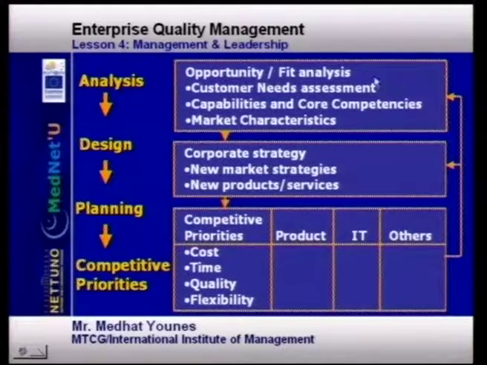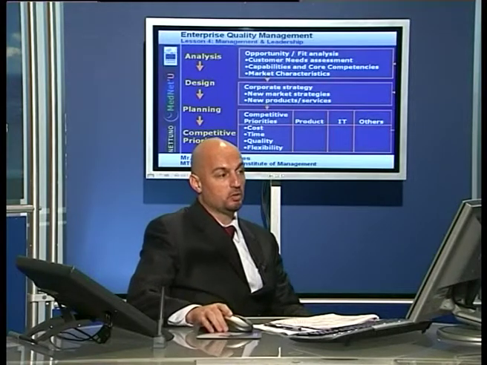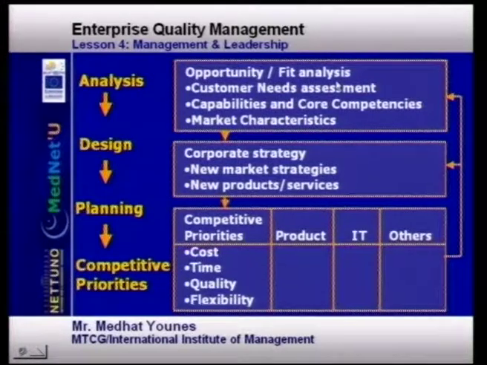We'll take a look at, in the table, the phases that you go through in order to align your operations and planning. First you start with opportunity analysis, whether it fits, like we mentioned earlier, your organization and department. So you'll conduct a customer needs assessment. You'll assess the capabilities and core competencies of your organization and staff. You'll understand and size market characteristics.